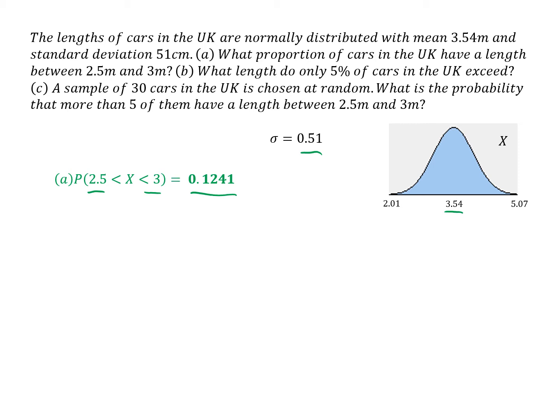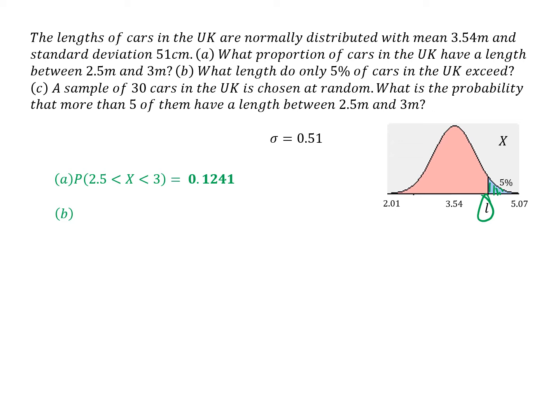Now part B is a slightly different question. We're saying what length do only 5% of cars exceed? So we've got a length here and we've got 5%, just 5% of cars exceeding that length. So in order to do this one, we need to use the inverse normal distribution.